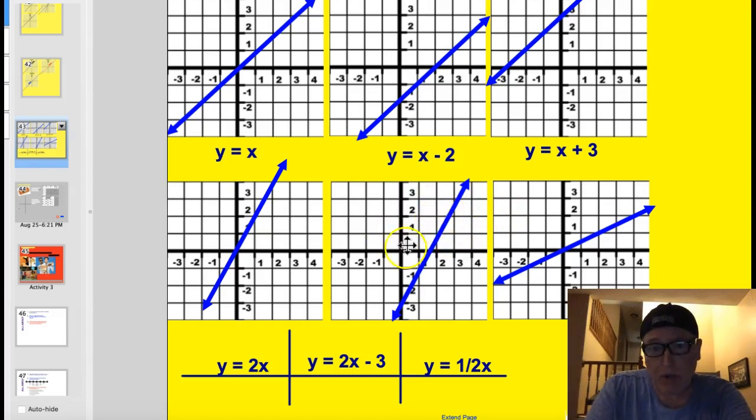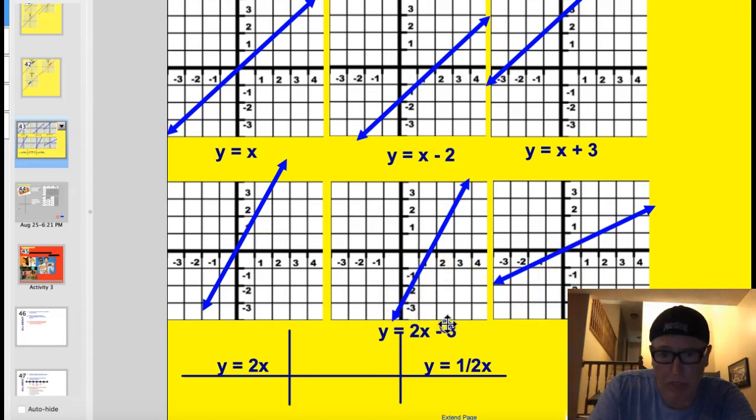All right, let's look down here. Now, these two look to be parallel. So let's take a look at this one. This one here has got to be either 2x or half x, because this one here has got to be -3. So we may as well just put it here. This has got to be -3 because this is a -3. So we've got these two left. Which one is 2x and which one is half x? Well, which one has a steeper slope? Well, this one does. This one looks like y = 2x.